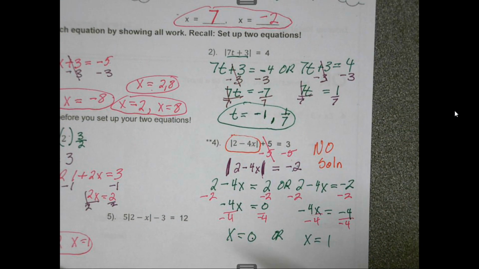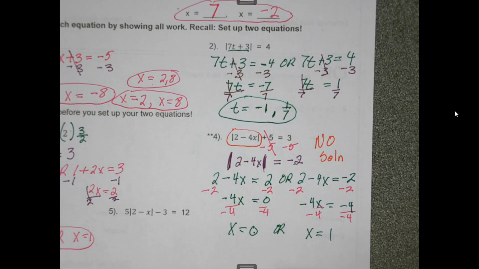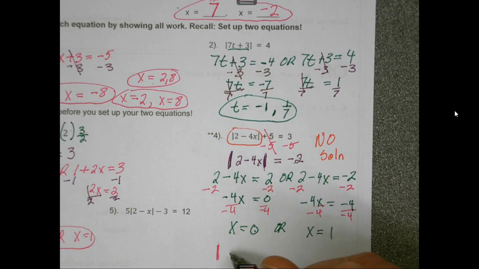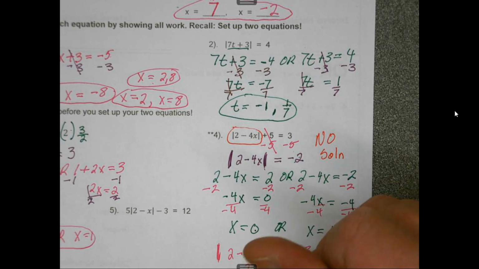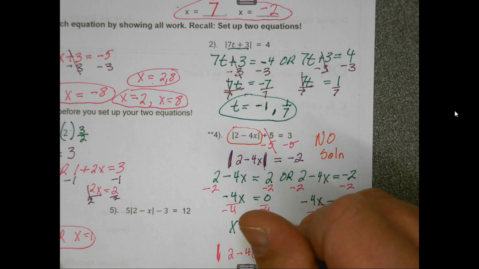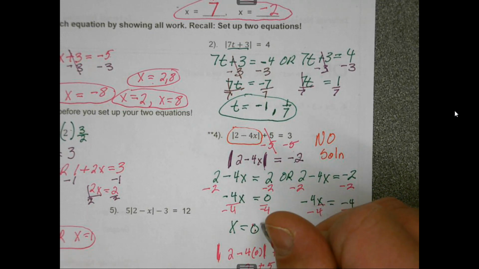So I have 2 minus 4 times 0 is 0. The absolute value of 2 is 2 plus 5 equal 3. Well, that obviously doesn't work. Okay, so this is an extraneous solution here. This can't work, not working. And I'm assuming that's what's going to happen with the 1. Okay, so try to step back. When you get the absolute value bars isolated, step back and see if it makes sense.